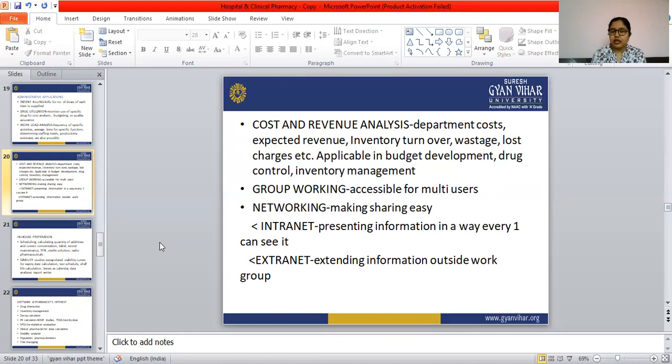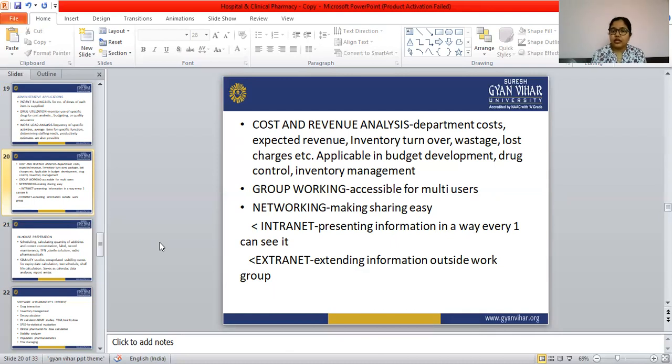So the cost and revenue analysis includes the department cost, how much cost is in the department, and expected revenue, which we can calculate with the help of the computer. Inventory turnover also we can calculate with the help of the computer. Wastage or lost charges, all of these we can do with the help of the computer in the clinical pharmacy. And these are applicable in budget development, drug control, and inventory management also.